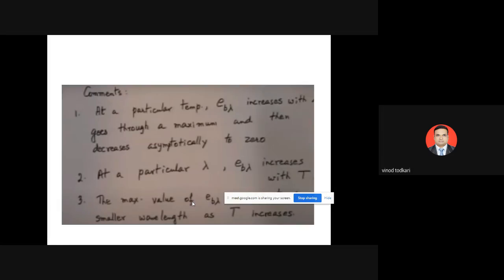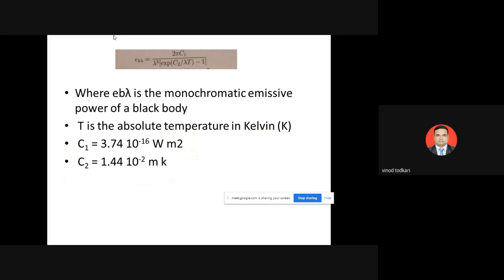What is the third conclusion? The maximum value of Eb lambda is observed at smaller wavelength as temperature increases. So these were the three observations of Planck. And then he derived this equation, Eb lambda.